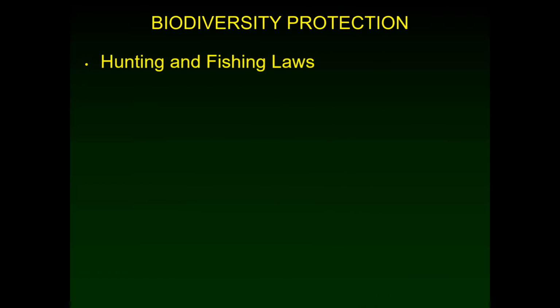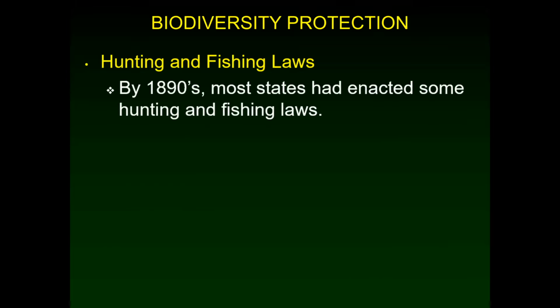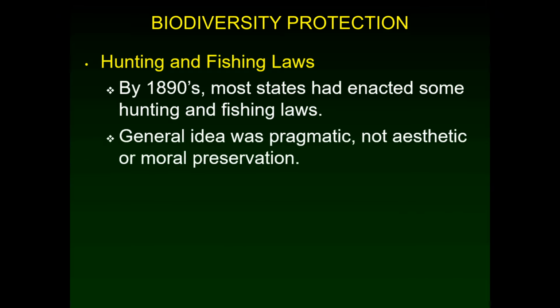So how do we protect this? Well, we have hunting and fishing laws. By the 1890s, most states had enacted some hunting and fishing laws. The general idea was pragmatic. It wasn't aesthetic or moral preservation. So they just did it because they could. You know, for a hunter, it's $10 for a hunting license, and that gives you 2 deer. I've just made $10. So the Endangered Species Act, the ESA, was established in 1973.